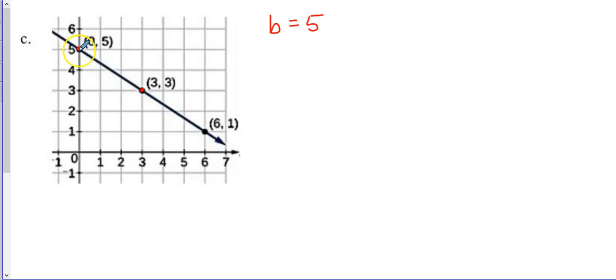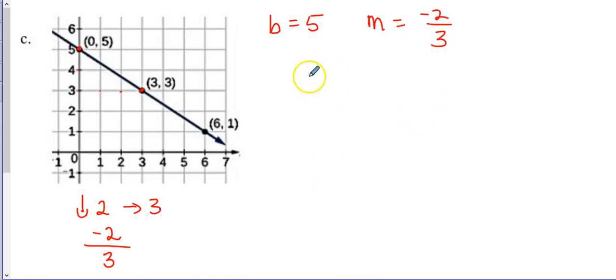So I'm going down 2 and then to the right 3. All right, so down 2 to the right 3. Well, down is a negative direction and right is a positive direction. So my slope, my M, is negative 2/3. So my slope-intercept form would be y equals negative 2/3 x plus 5.